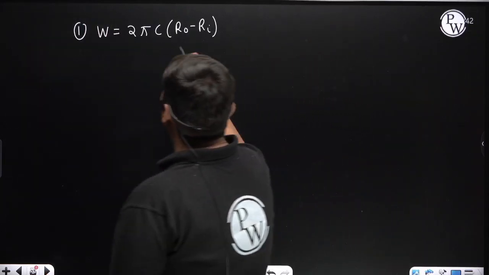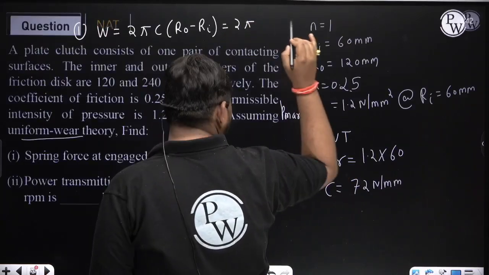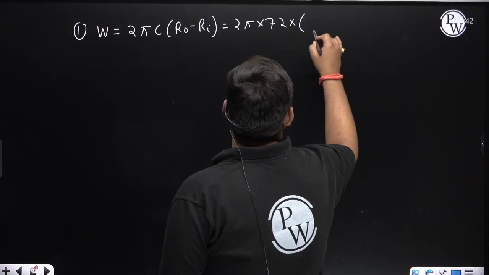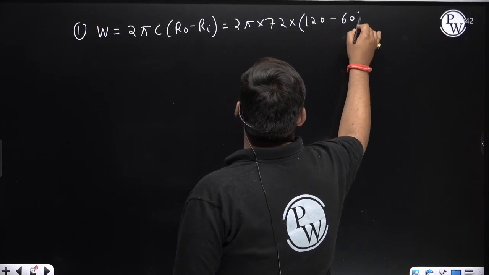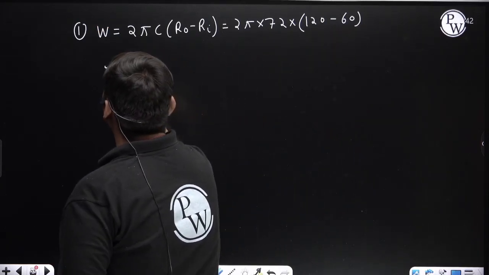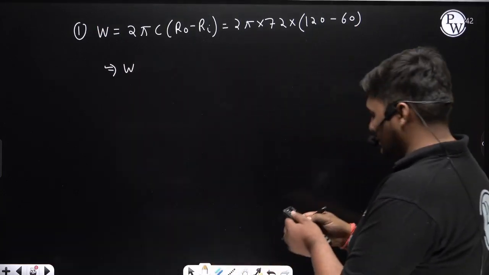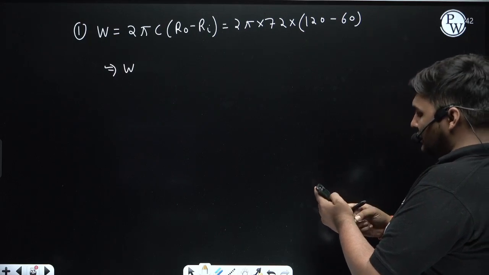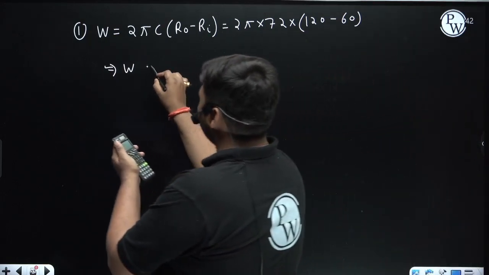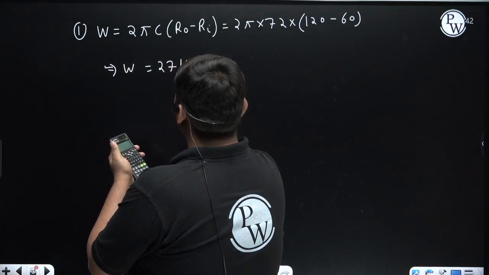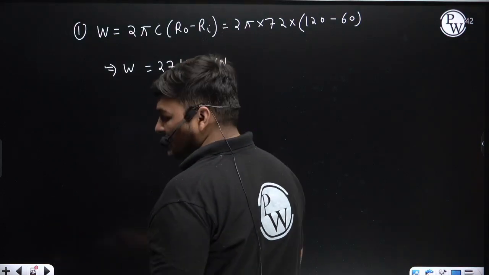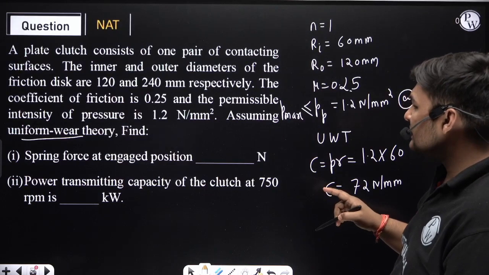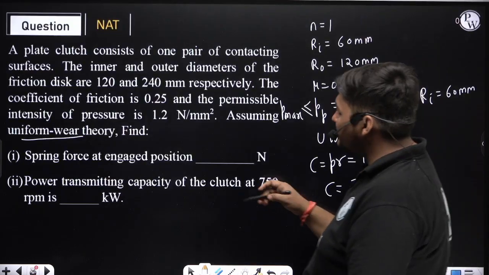So W will be 2 pi C, and C is 72, into R naught, 120, minus Ri, 60. So from this expression we can calculate the value of W, and it is coming 2 pi into 72 into 120 minus 60, that is 27143.36. So it is the expression of W. The examiner is asking in Newton, and in Newton it has come 27143.36.